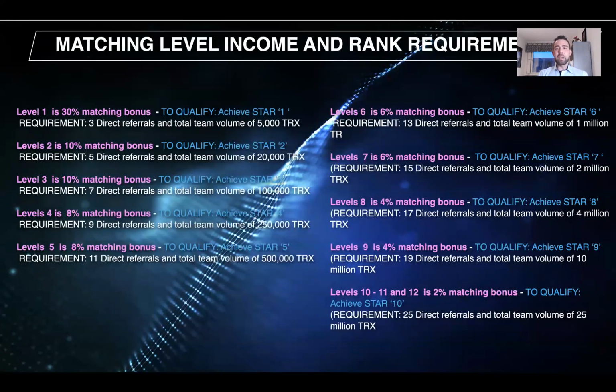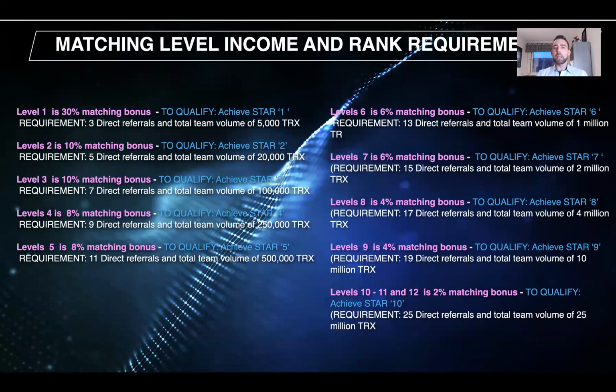Now, the matching level, income, and rank requirements. To reach level 1 or to receive matching income on level 1, you will need to achieve star 1. The requirement to achieve star 1 is to have at least 3 direct referrals and a total team volume of 5,000 Tron. When we talk about total team volume, that means yourself included, your personal directs, and every single partner in your downline team 12 levels down. So any volume coming in on those levels from your team and yourself will count towards the total team volume.